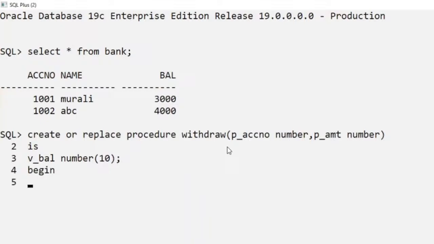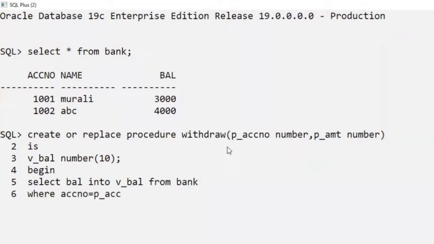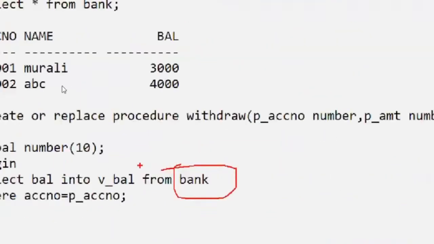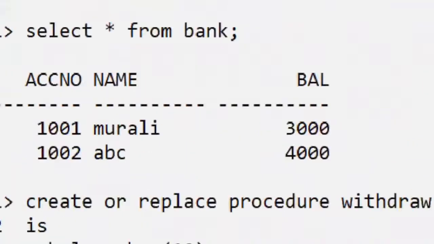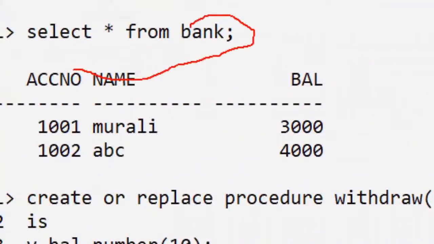Now check it out. Concentrate here. Some coding is there. Select balance into v_balance, something is there from bank. These are all the things you don't have an idea about, but logically observe here, where account number is equal to something. Okay, fine. These are all very easy actually. Suppose observe here. Bank is a table. The table here, this is a table format only. Your transactions are stored in this table. This table I'm using in this PLSQL code.